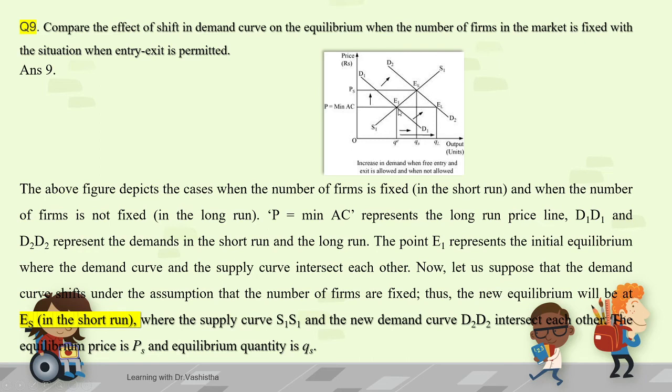Now let us suppose that the demand curve shifts under the assumption that the number of firms is fixed. Here, there is a shift in the demand curve, but the number of firms is fixed, so the new equilibrium will be ES. This is the short run period, where the supply curve S1 S1 and the new demand curve D2 D2 intersect each other. This is the new equilibrium point ES. The equilibrium price is PS and the equilibrium quantity is QS.